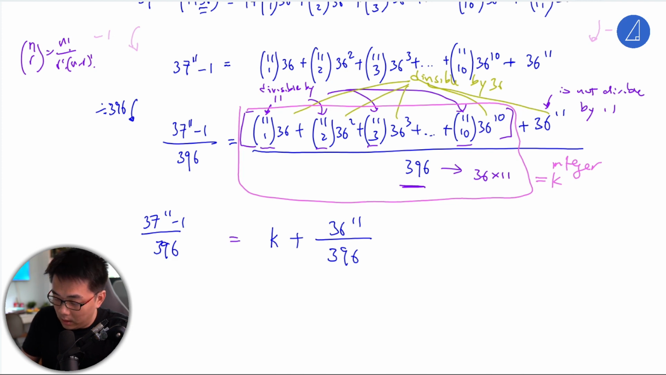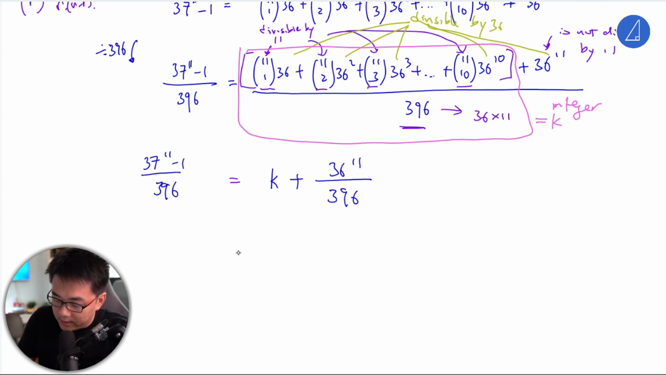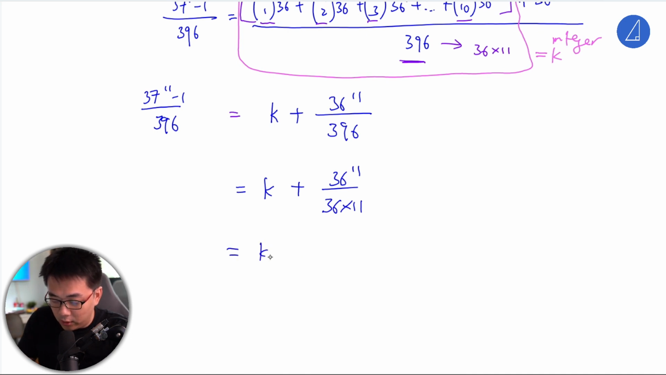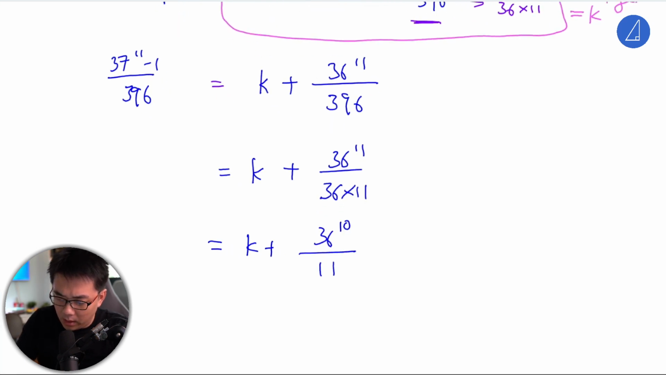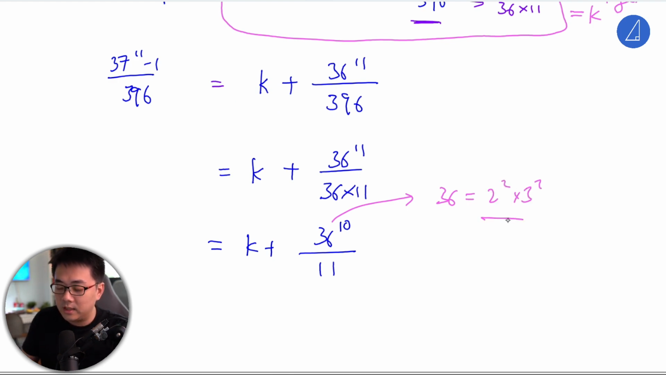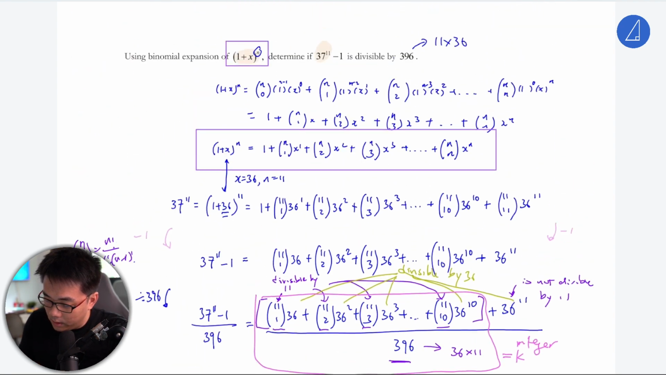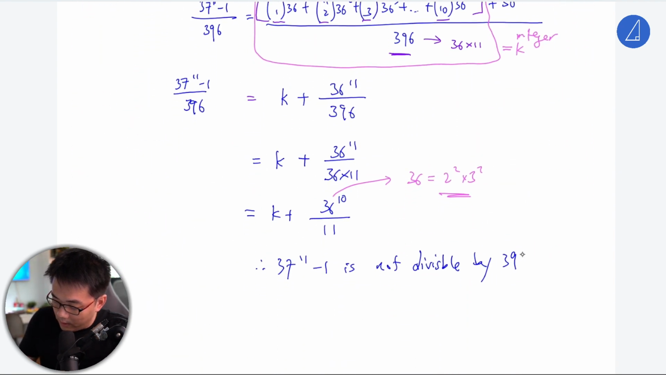This is not. So once you cancel it out, what is left behind is 36 over 36 times 11. 11 is a prime number, and 36 is actually 2 squared times 3 squared. When you prime factorize, it doesn't have any 11 to cancel it out from the prime factor. So hence 37¹¹ minus 1 is not divisible by 396. So it's not divisible.